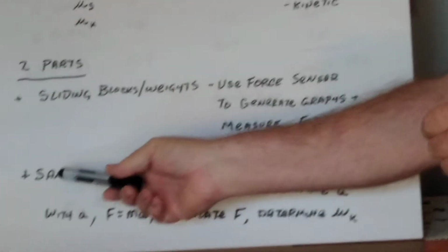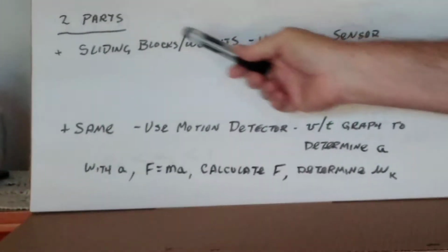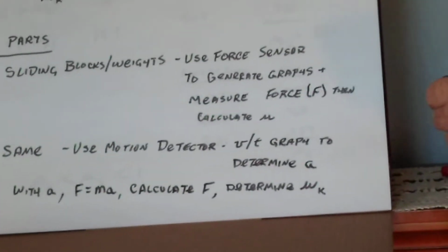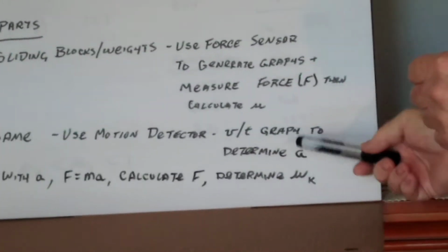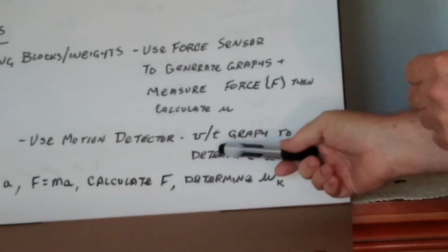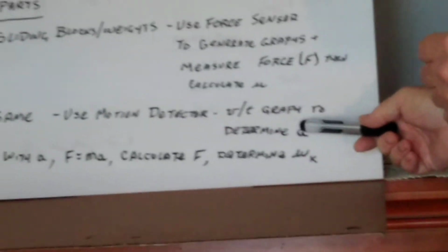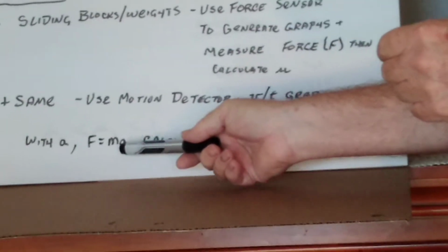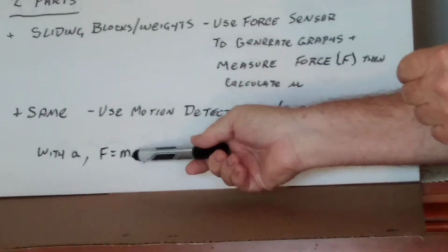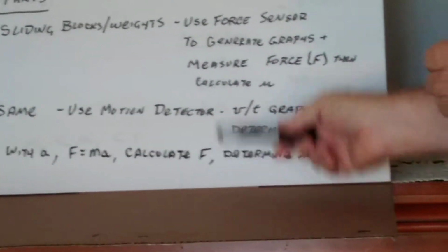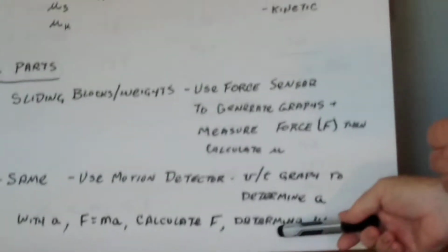In the second part of the lab, we're going to do the same thing. We're going to use a sliding block or a weight, but we're going to use a motion detector. Using the motion detector, we're going to generate a v over t graph, and with that we can determine acceleration. Knowing F equals ma, we know the mass, we know the acceleration, so we'll be able to calculate the F, and then knowing this equation, we'll be able to determine the mu sub k.